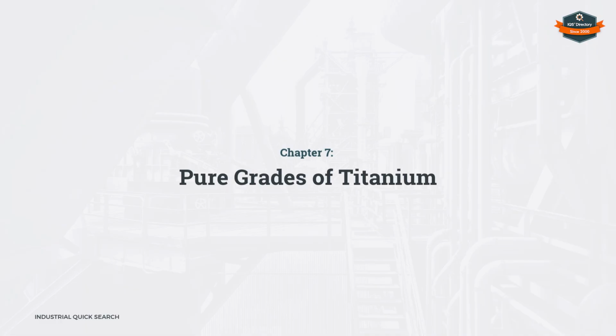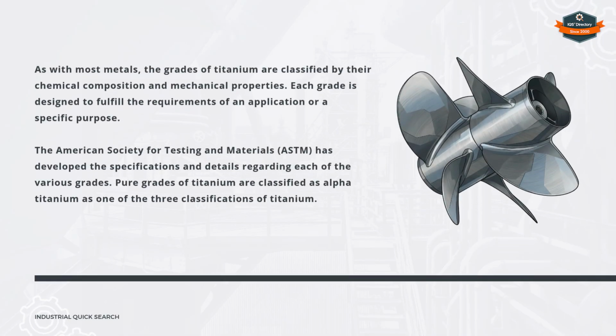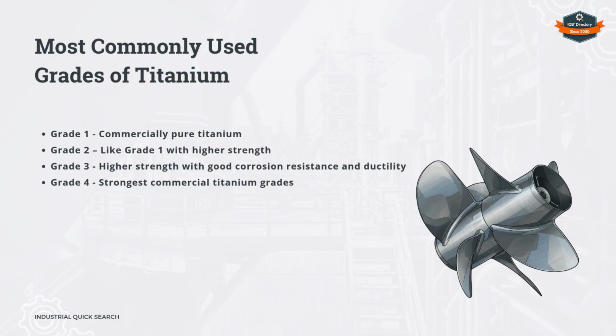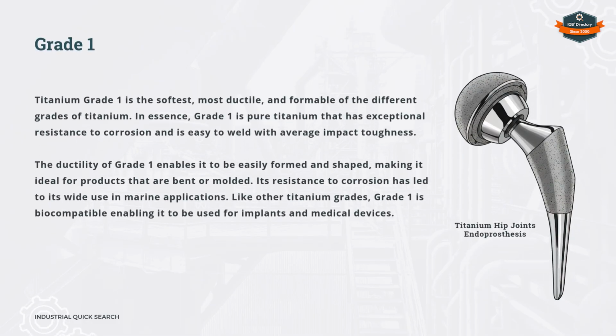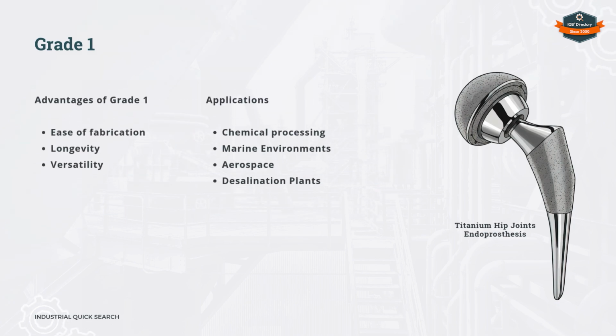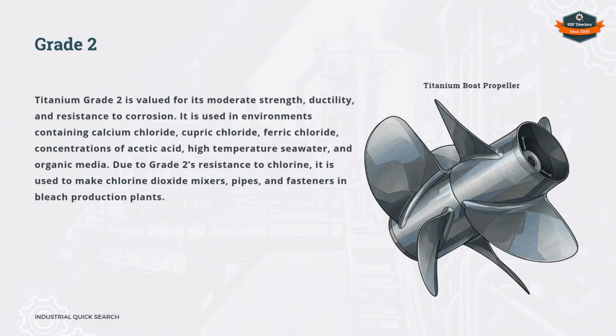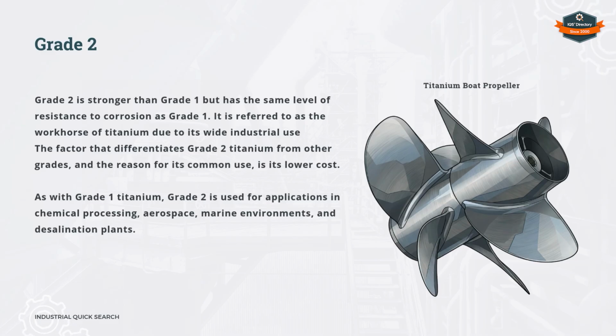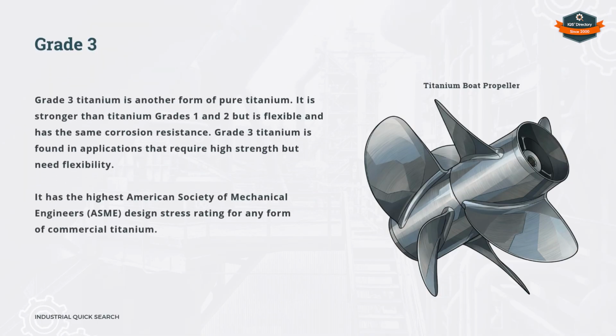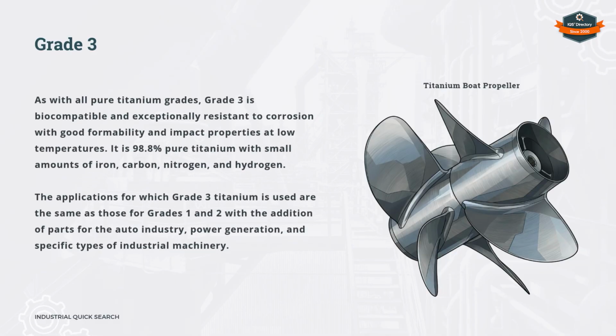Chapter 7. Pure grades of titanium. Most commonly used grades of titanium. Grade 1. Grade 2. Grade 3. Grade 4.